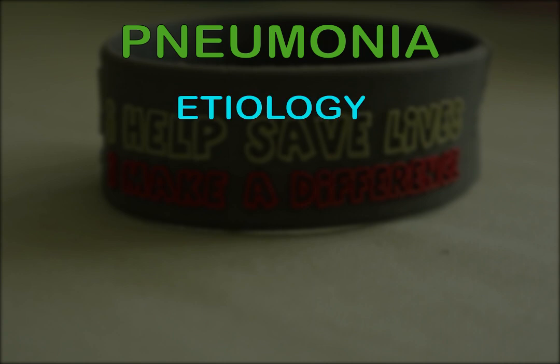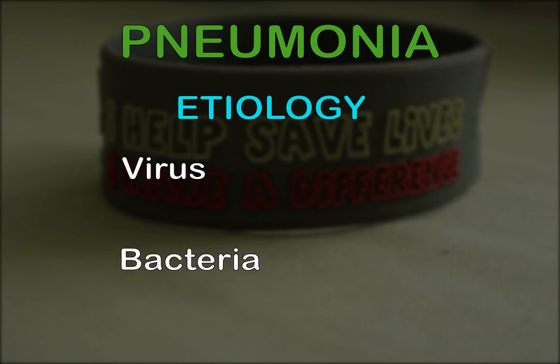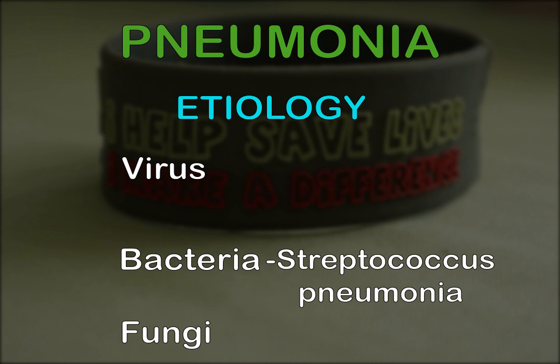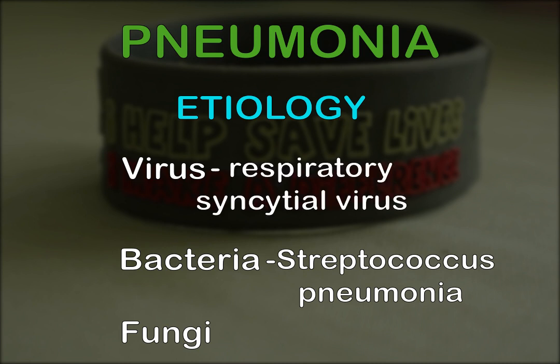Etiology or causes. There are a lot of microorganisms that cause pneumonia, but the most common are viruses, bacteria, and fungi. The most common cause of bacterial pneumonia in children is Streptococcus pneumoniae, while the most common viral cause of pneumonia is the respiratory syncytial virus.